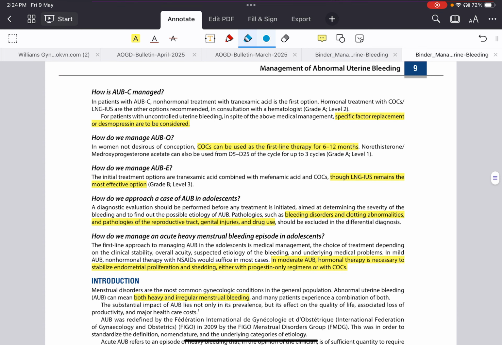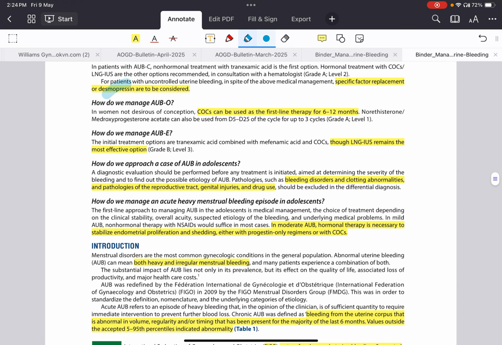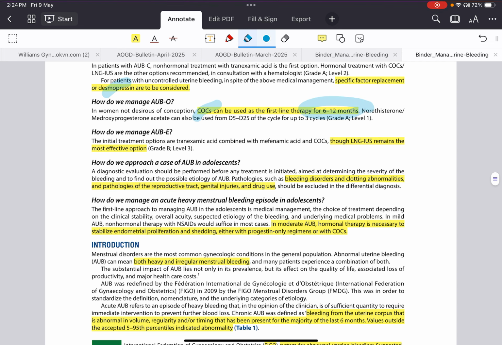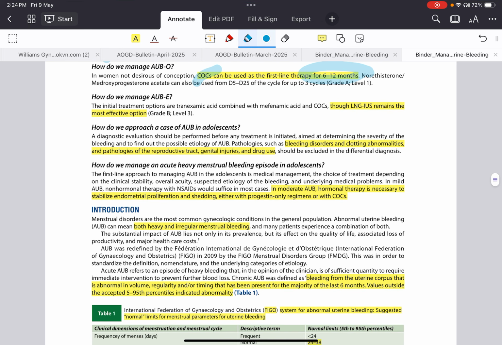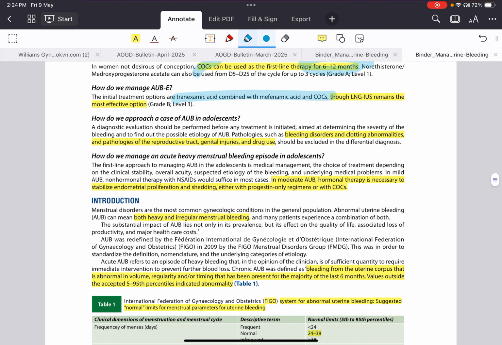So von Willebrand disease generally will give a specific factor replacement or desmopressin. O is for ovarian, you can go for COC pills for 6 to 12 months. E is for endometrial, then you can go for tranexamic acid or mefenamic acid. Okay. So adolescents also have specific treatment options we'll be discussing later.